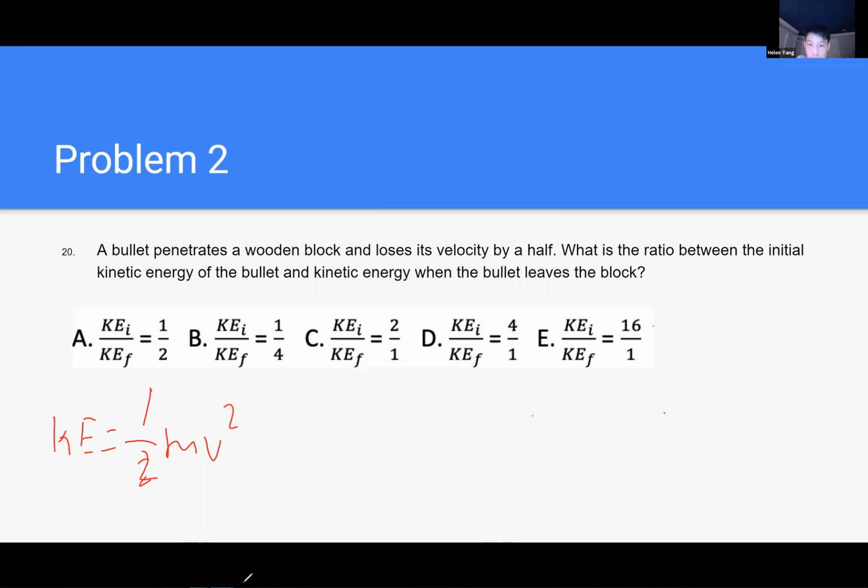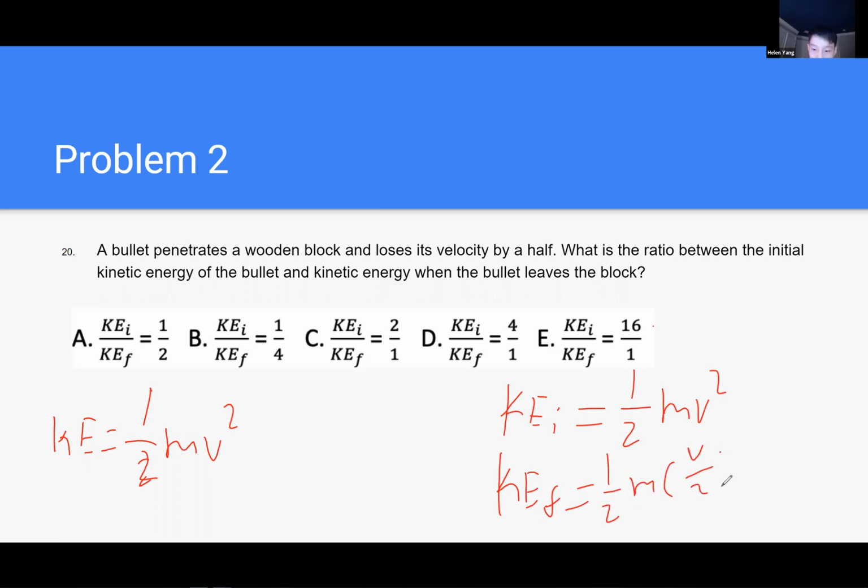Okay, I'll explain this question now. So in this question, it's asking you the ratio between the initial kinetic energy of the bullet and the kinetic energy when the bullet leaves the block, which is also the final kinetic energy. So the initial kinetic energy is just KE, which is just 1/2 mv squared. And the final kinetic energy would be 1/2 times m times v over 2 squared.